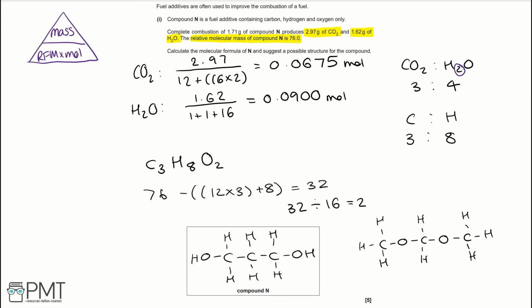But either are fine. You could also have the alcohol groups in different locations along the carbon backbone chain, as long as you have the correct molecular formula shown in your structure.